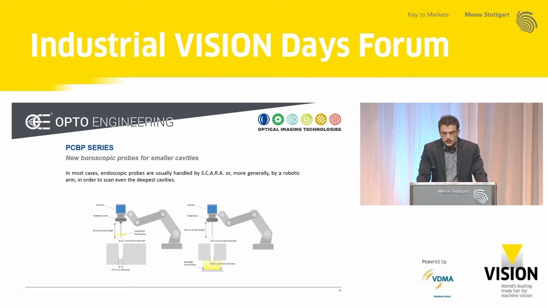In most cases, endoscopic probes are usually handled by robots, or more generally by robotic arms, as of course they need to be inserted into the cavity. So typically some kind of handling system is needed with these lenses. And here you can see a scheme of the two versions, the one with the integrated illumination and the one without the integrated illumination, handled by robotic arms to inspect different cavities.